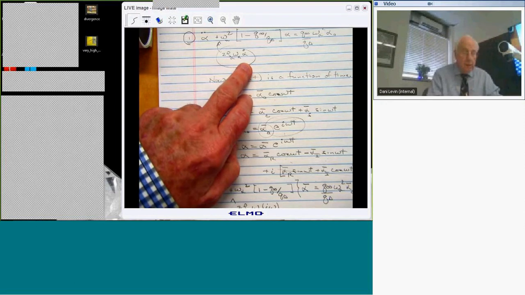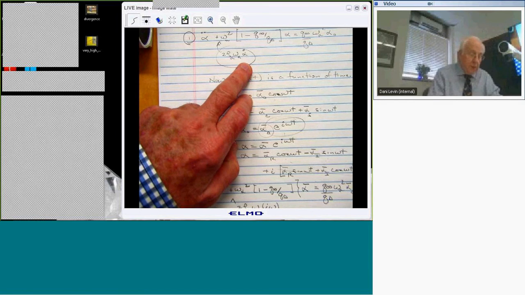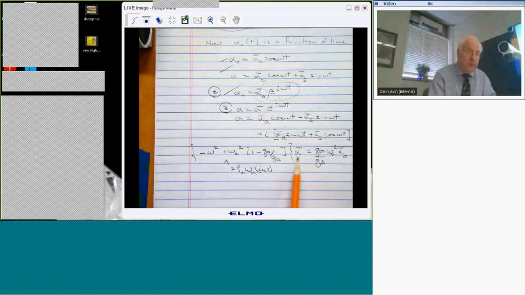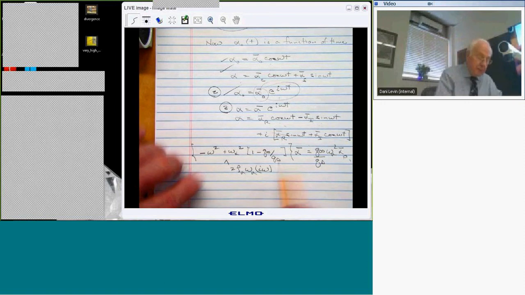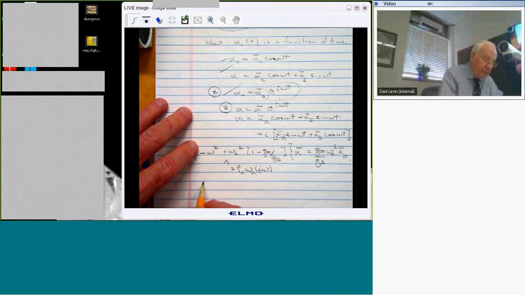So it's a complex number on the left-hand side, definitely a complex number. And alpha bar in general is a complex number. And alpha bar naught is by definition not a complex number because I don't need it, right? I mean, I can specify a certain oscillation. Okay, now it's a linear system. Therefore, I can calculate alpha bar over alpha bar naught.